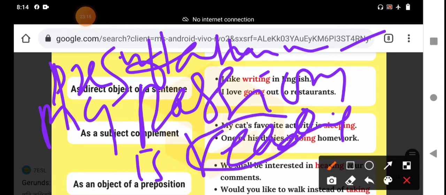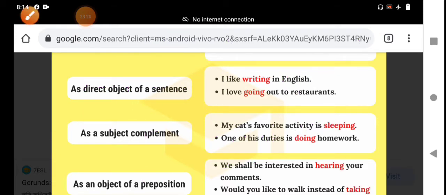Here reading, as a gerund, functions as an object of the verb. Sorry, in my passion is reading, it functions as a complement of the verb, not the object of the verb. Here, object of the verb is more important.